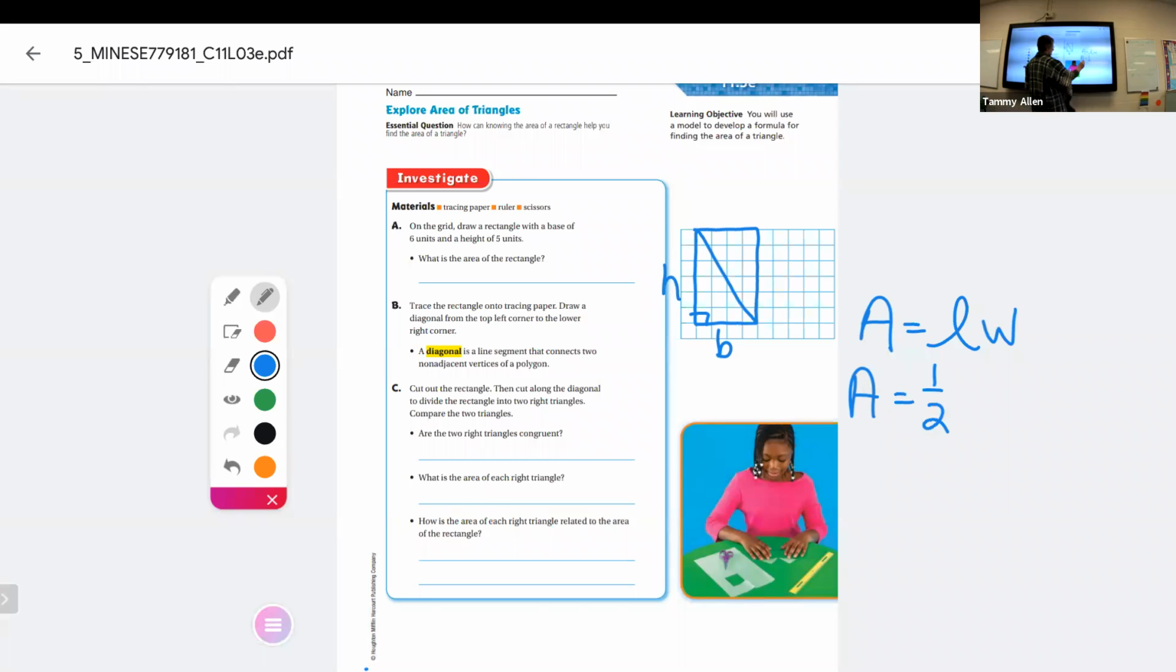So therefore, instead of the length, we're going to talk about the base, and instead of the width, we're going to talk about the height. And there is where the formula for the area of a triangle is arrived at. Questions on that?